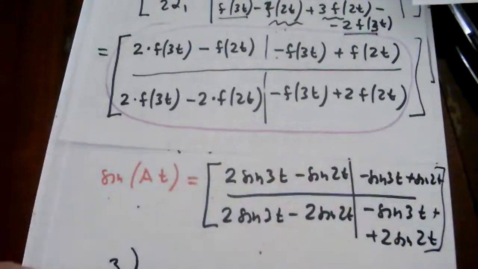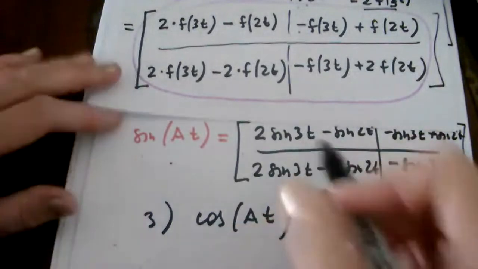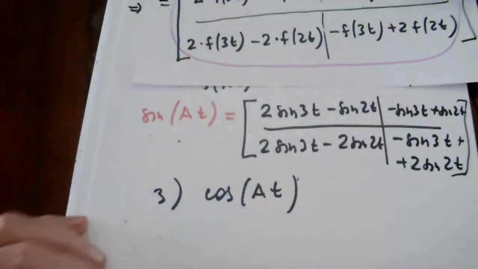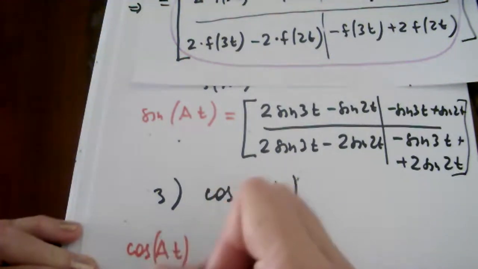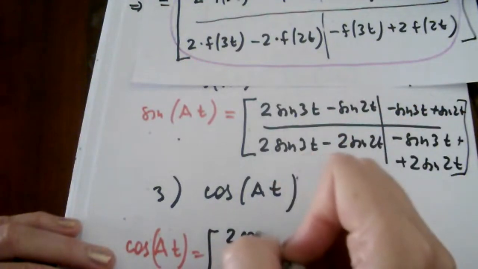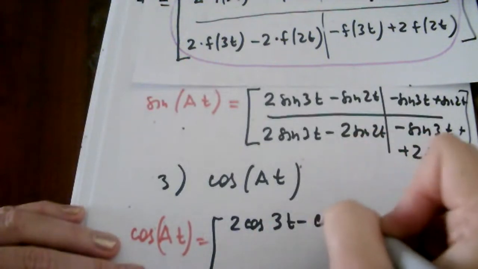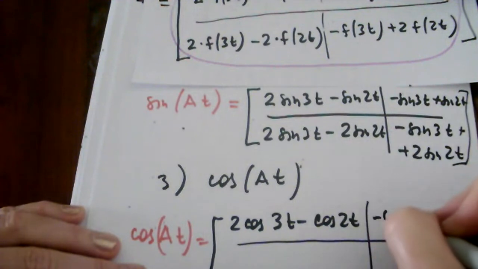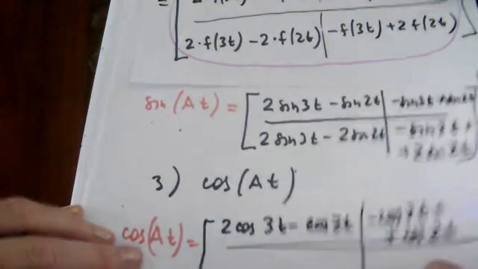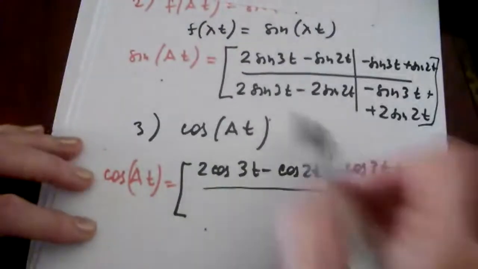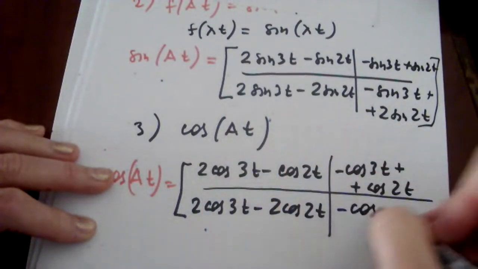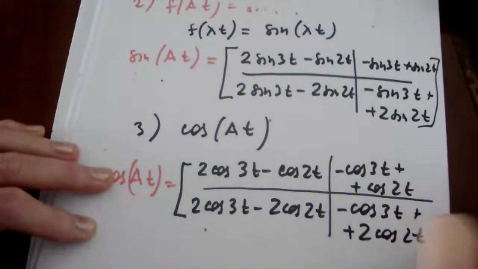So I think it's better to skip the last function, which was cosine of at. I think it's pretty boring. You can actually even look at the previous result and substitute cosine here. Okay, let's do it because it's too easy. Cosine of at will be just rewriting the previous result, substituting sine by cosine. 2 times cosine 3t minus cosine 2t. I just rewrote this. Minus cosine 3t plus cosine 2t. The last row will be 2 cosine of 3t minus 2 cosine 2t. And finally, minus cosine 3t plus 2 cosine 2t. So we are finished at last.